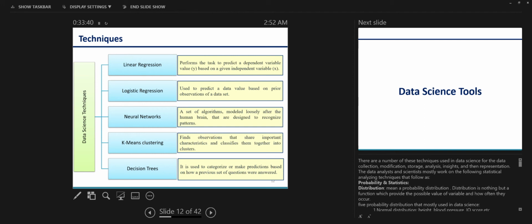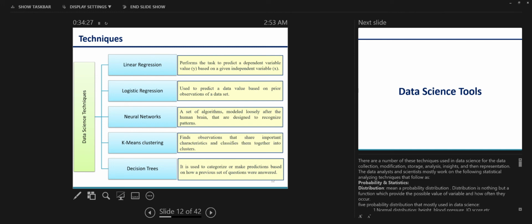And last we have the decision tree, which is used to categorize or make a prediction based on how a previous set of questions was answered. For example, tomorrow we are going to play a game: if it rains, then we play football, if not, then we play baseball. That type of decision is made in a tree form, a binary tree form, and it is used in decision tree techniques in data science. There are still more sub-techniques.